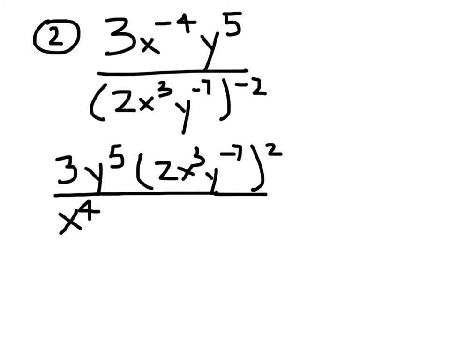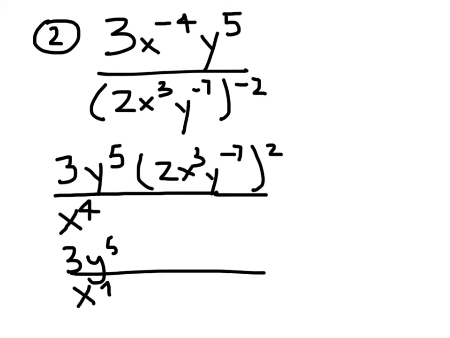It doesn't change anything on the inside, but by moving this to the numerator and making this exponent positive, I can now square these. So I will have 3y to the 5th on top, x to the 4th on the bottom, and when I square this, I'll have 2 squared, which is 4, x cubed squared, so I'm raising a power to a power, I multiply those exponents, and y to the negative 7 squared, I multiply those exponents.